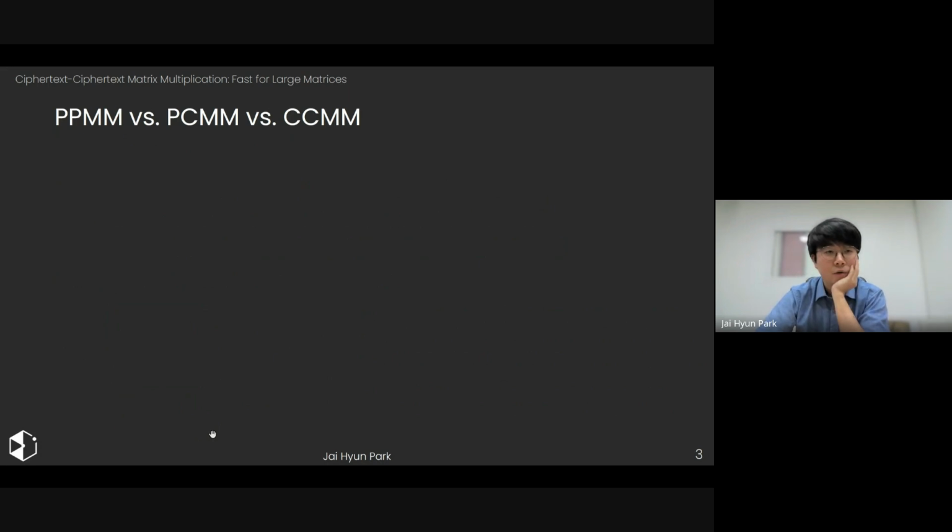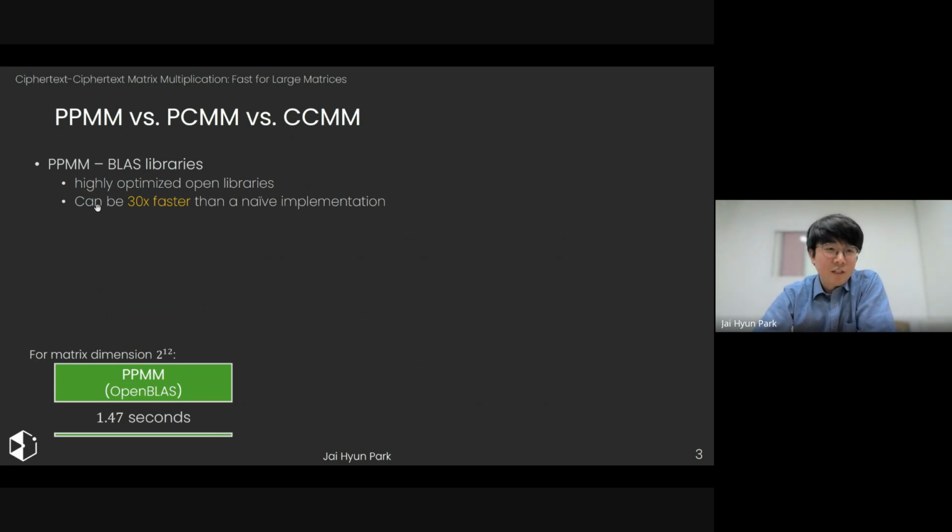So let's see how much we can do. For plaintext matrix multiplication, PPMM, as I mentioned, there are lots of BLAS libraries, and with those highly optimized open libraries we can achieve much faster than a simple naive implementation. For example, on my machine with a single-thread CPU, multiplying two matrices of dimension 4,000 took less than 1.5 seconds using the OpenBLAS library.